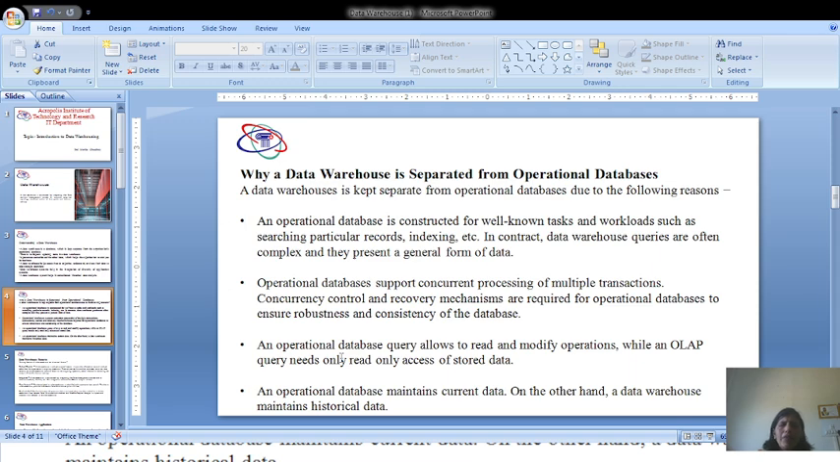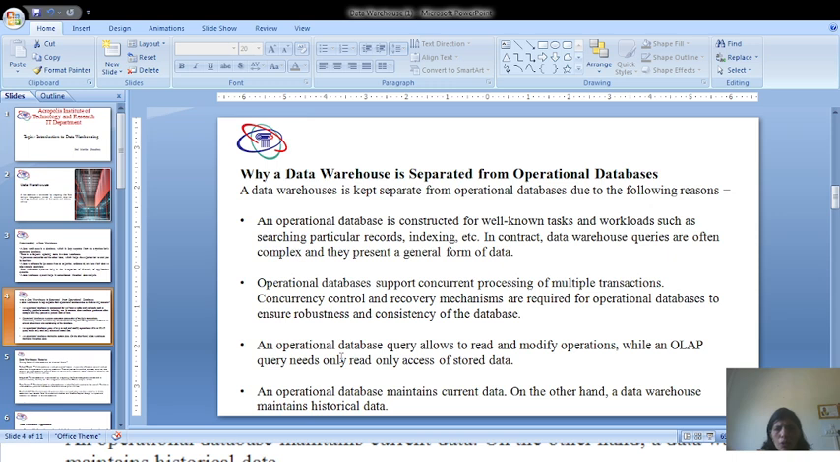Now, why is a data warehouse separated from the operational data? First, we understand the difference between operational database and the historical database or data warehouse. Operational database is that database where we can make the updation operation. And the data warehouse is a place where we keep the historical data, means we can't update that data. An operational database is constructed for well-known tasks and workloads such as searching particular records, indexing, etc. In contrast, data warehouse queries are often complex and they present data in general form.